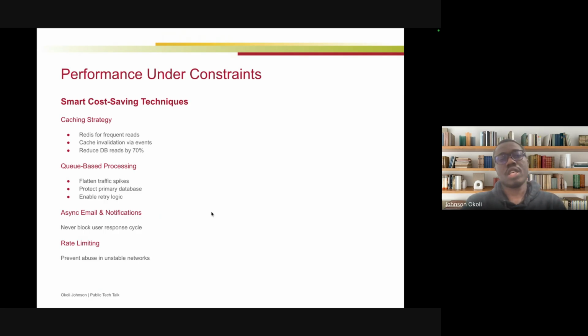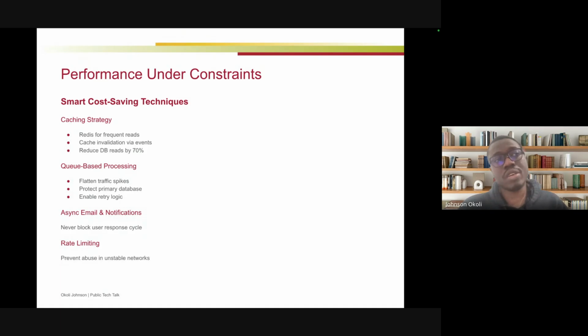Performance and other constraints. This is very important because in SMEs, due to the large customer base, queries will be made and the site or the app is supposed to be very active. So you don't want all queries to hit the database at every point in time. You want to use infrastructure such as a caching mechanism or queue-based processing, or you want to use async email notifications.